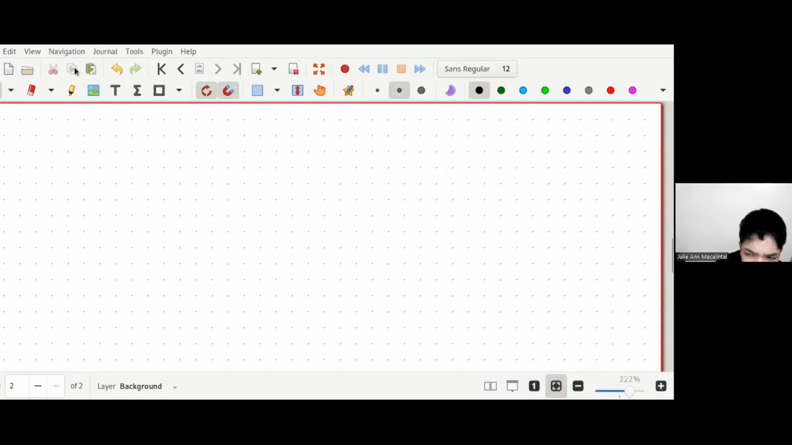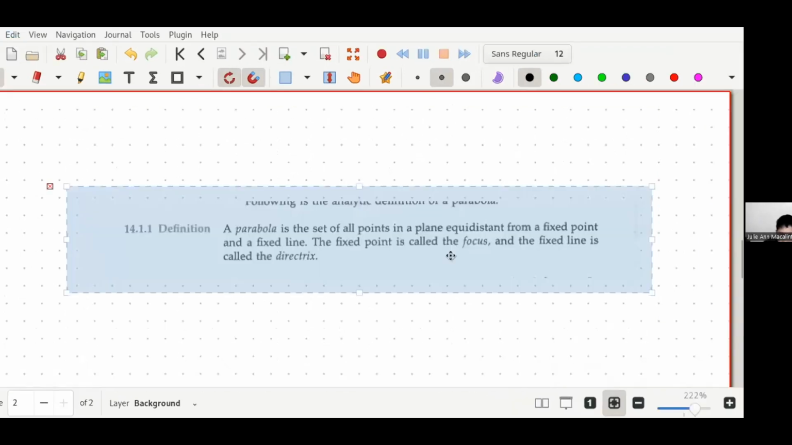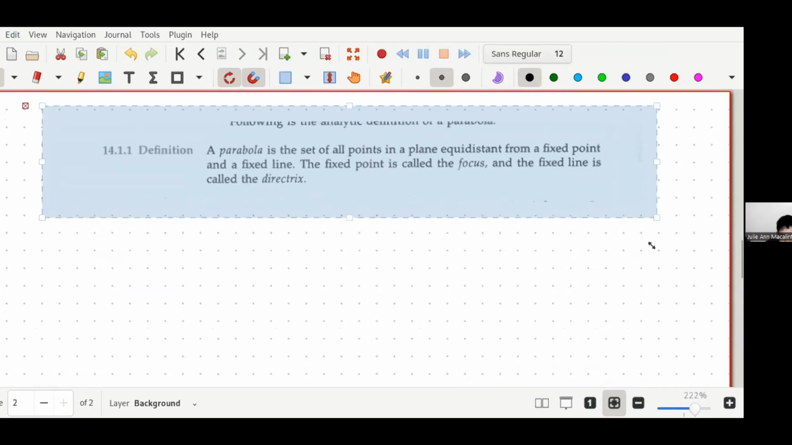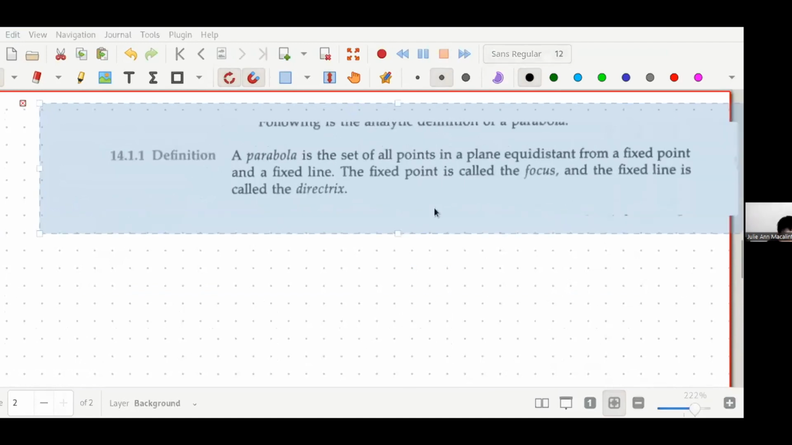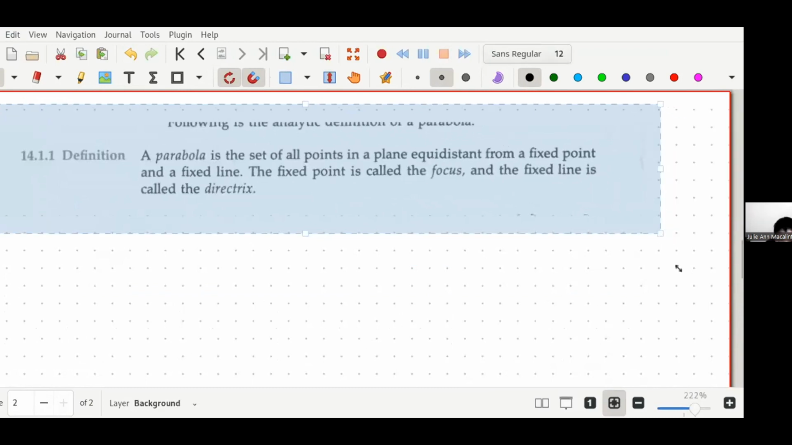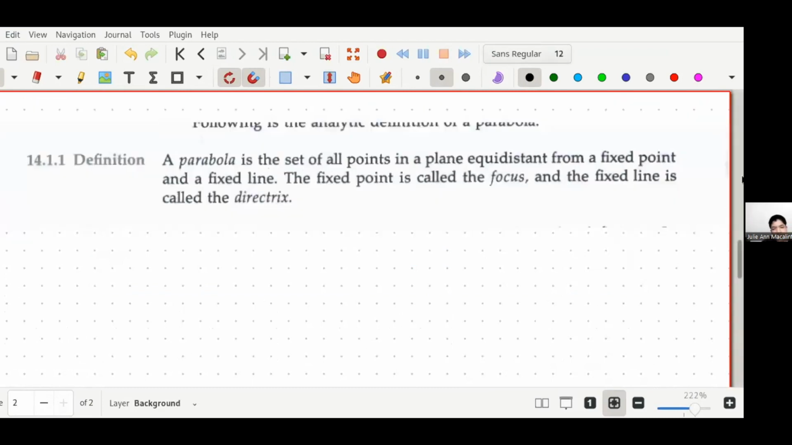So ito yung definition ng parabola. If you go to the page on the book, nasa page 579 or page 2 ng PDF. Let's look at the definition of the parabola. A parabola is the set of all points equidistant from a fixed point and a fixed line. The fixed point is called the focus, and the fixed line is called the directrix.